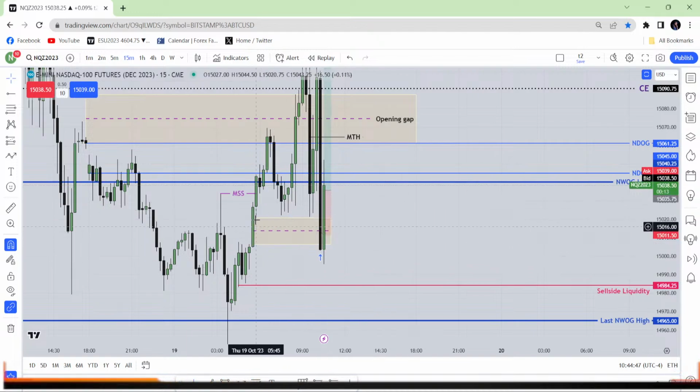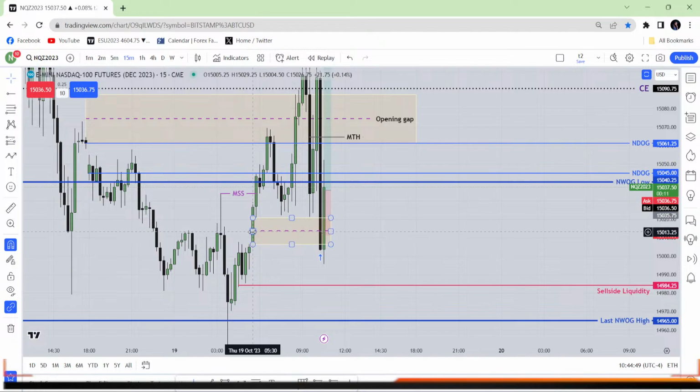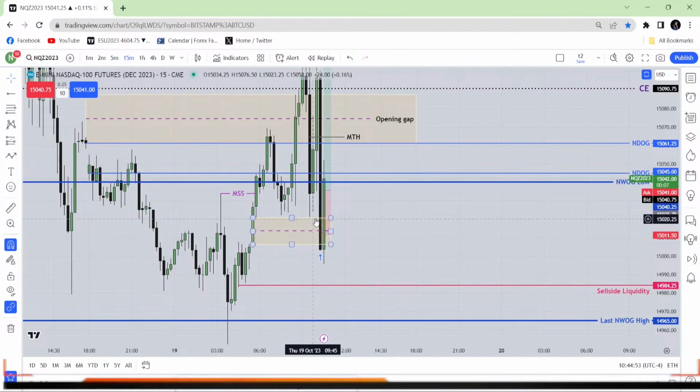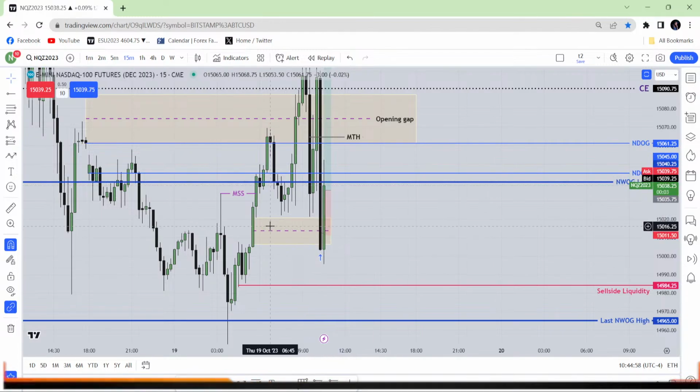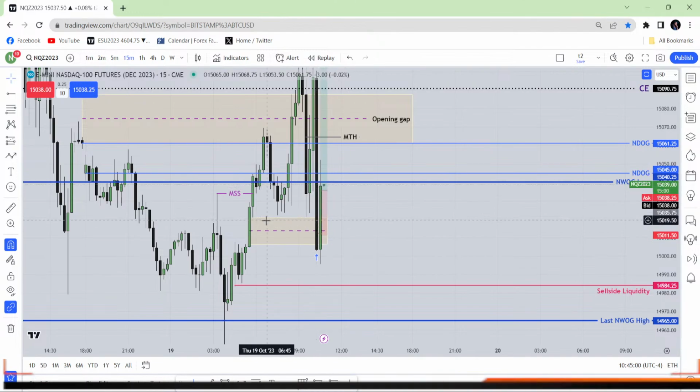Okay, what is this? This is buy side imbalance, sell side inefficiency. Price went through this gap. There is my sell side. Do you get your sell side? I got my sell side. Okay, when I saw this sell side, it has repriced.